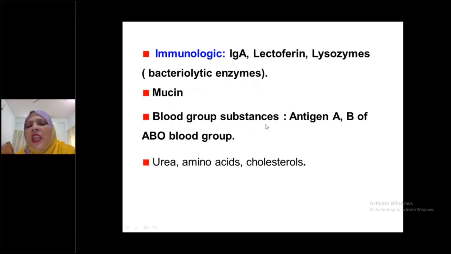This is a very important MCQ question. Saliva also contains blood group substances, that is antigen A and B of the ABO blood group. Always remember this point. Antigen A and antigen B can also be present in salivary secretion. Urea, amino acid, cholesterol are negligible but may be present in saliva.